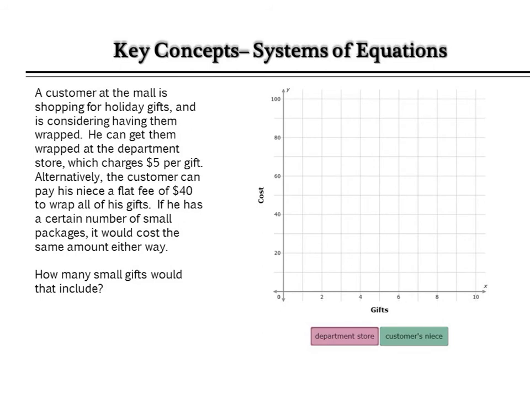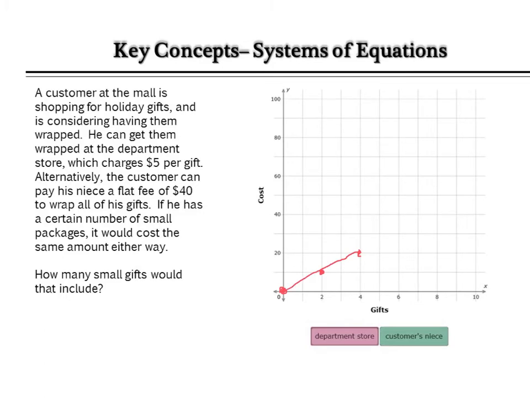Here's another one. A customer at the mall is shopping for holiday gifts and wants to have them wrapped. He can get them wrapped at the department store, and it charges $5 a gift. So if I'm having no gifts wrapped, it doesn't cost me anything. But every gift is going to cost me $5. So that's the department store. At none, it's 0, and 2 would be $10, and 4 would be $20. So my line would be going like that.